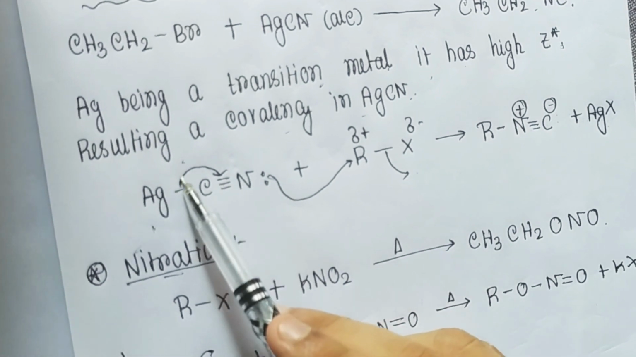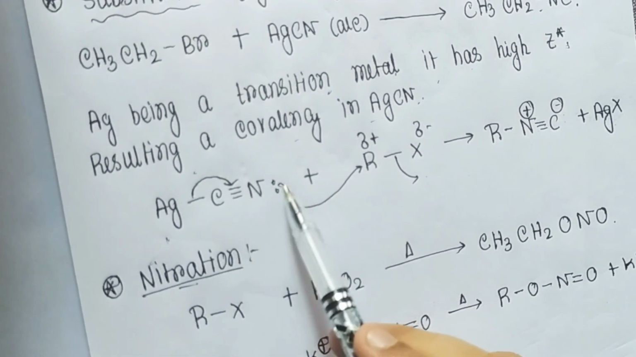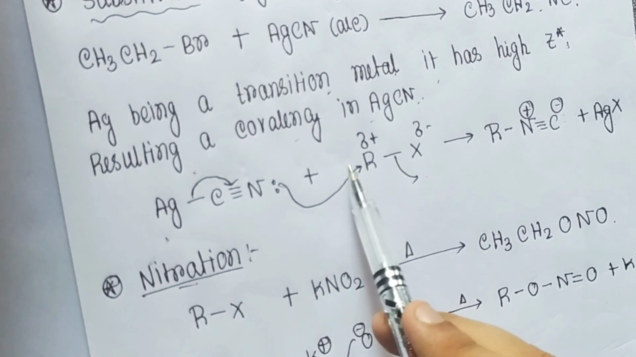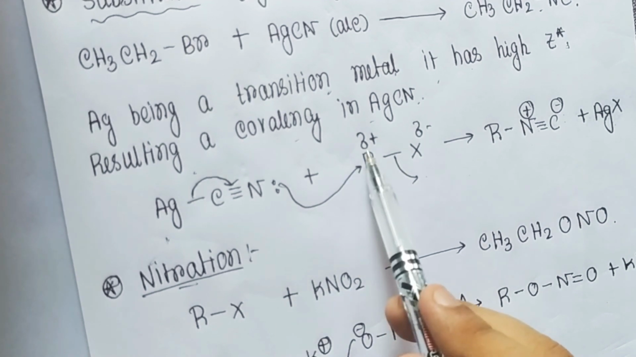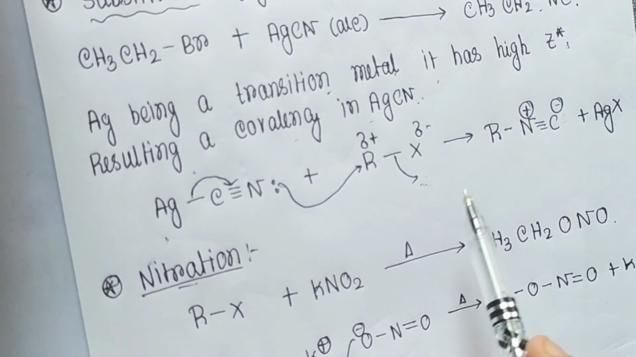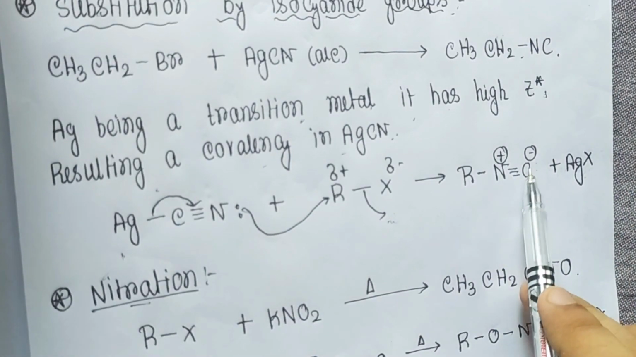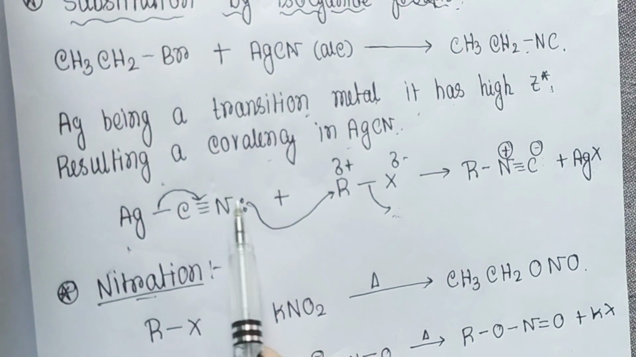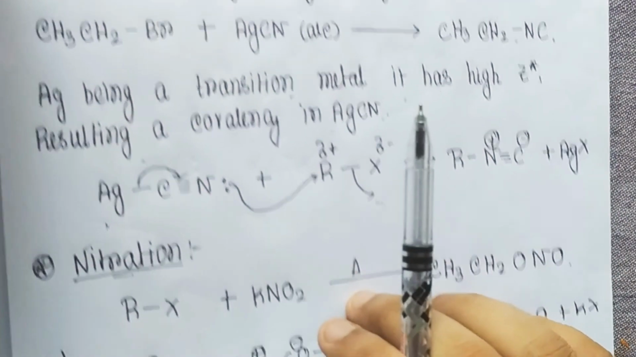After that, this bond breaks here, and the nitrogen lone pair would attack the R group. So this X would get out as a leaving group. So we would get isocyanide. So nitrogen is the atom through which it is getting attached.